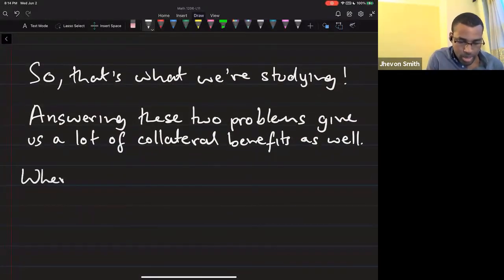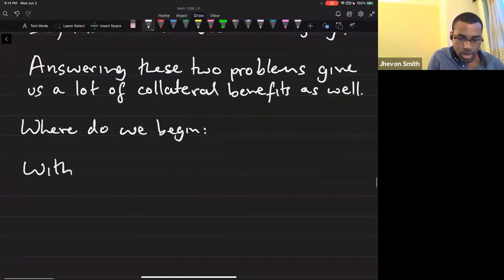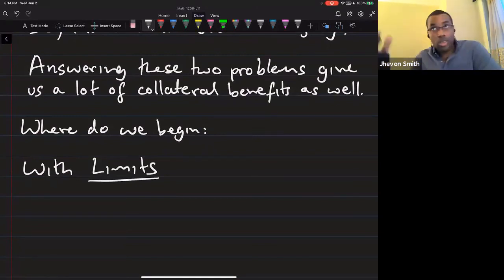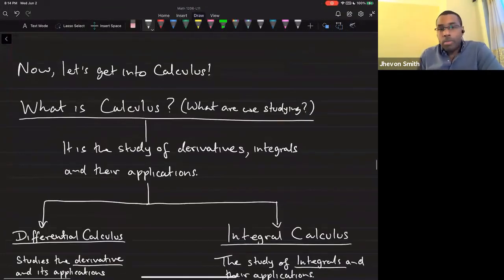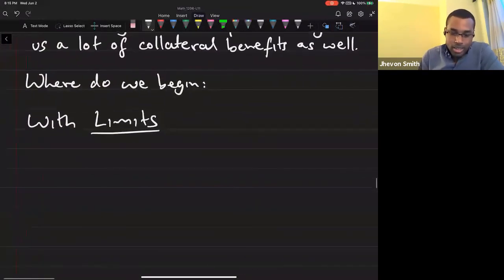So where does it begin? And the answer is with limits. Know your limits, right? Now, I told you what calculus is, the study of derivatives, integrals, and their applications. So that's like a whole mouthful right there. However, if someone were to ask you, okay, give me the shortest thing, like a very short phrase or one word of what calculus is studying, the answer would be limits, right? And this is essentially what calculus is about.